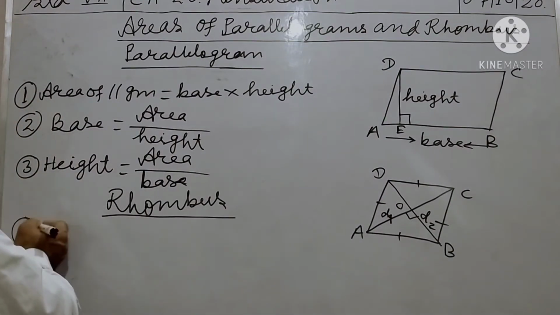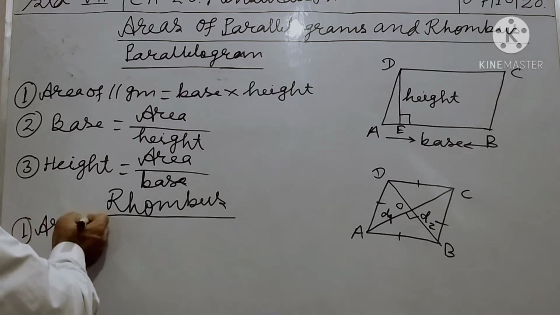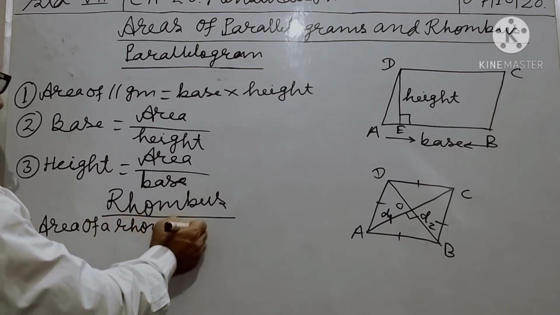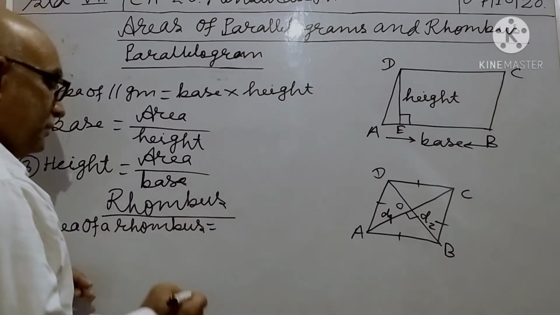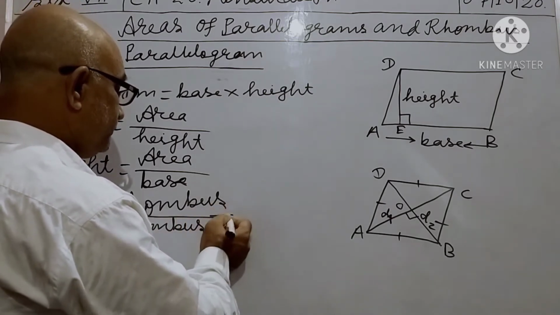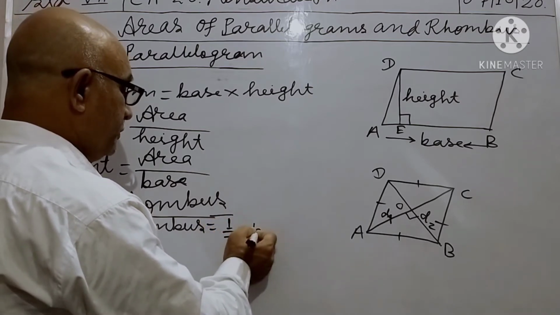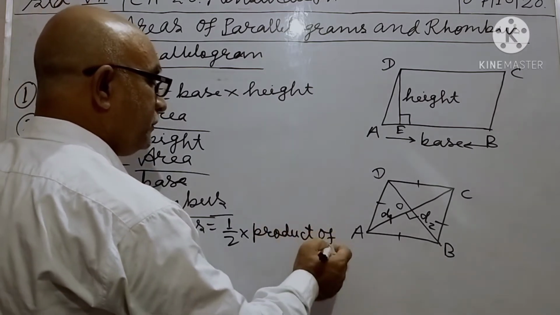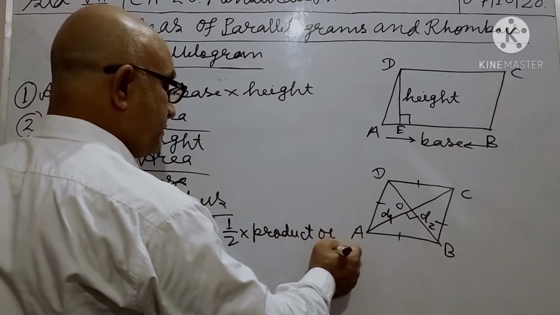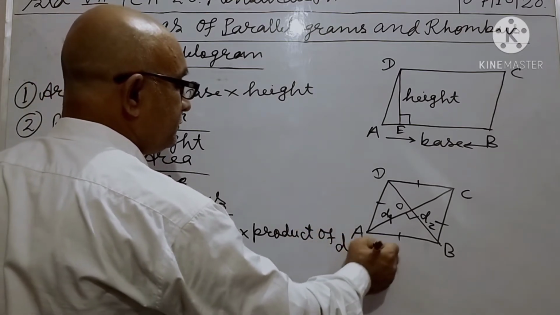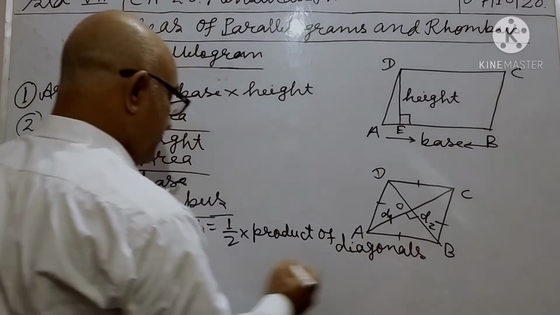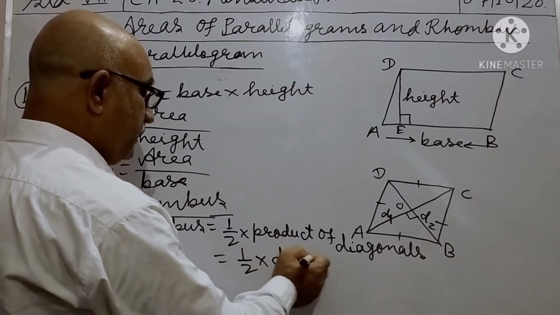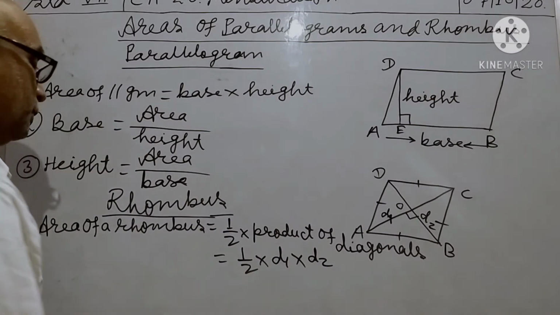First formula: area of a rhombus equal to 1 by 2 into the product of diagonals. That means 1 by 2 into D1 into D2.